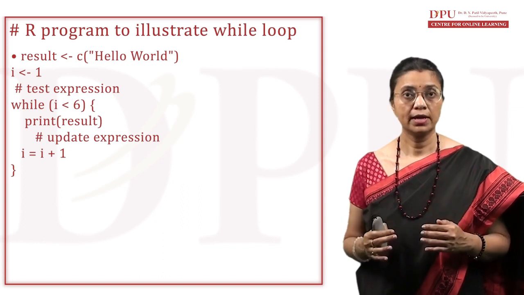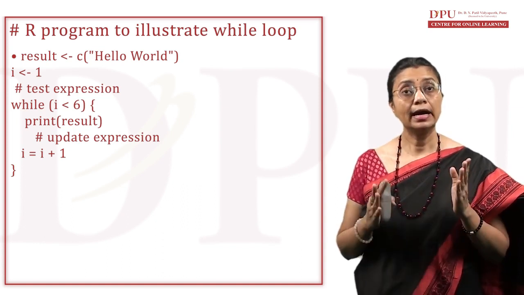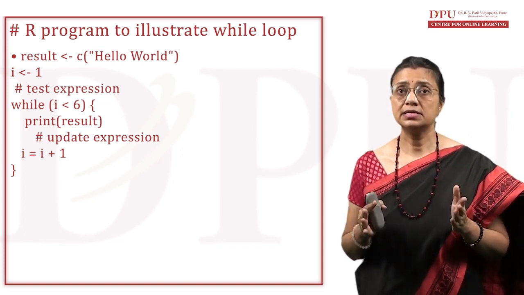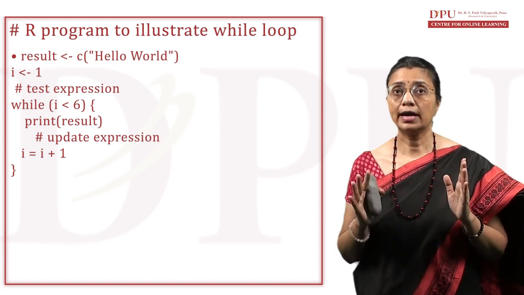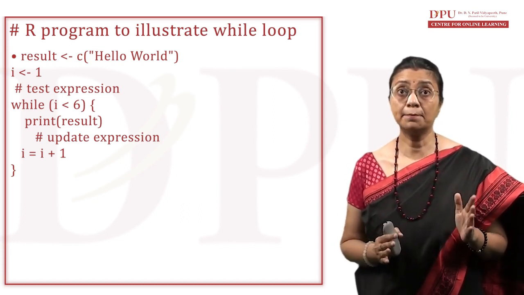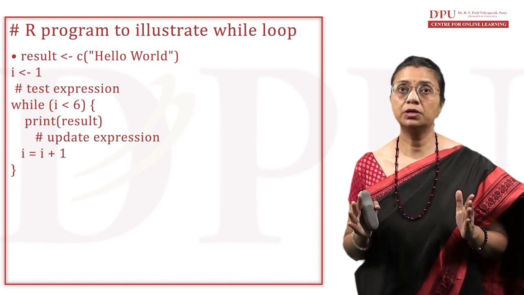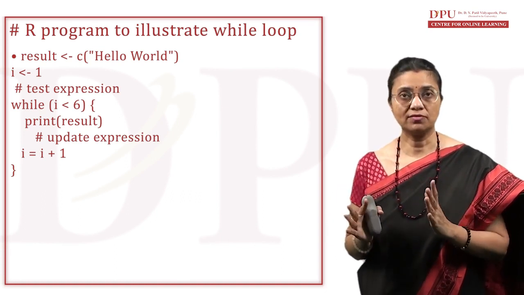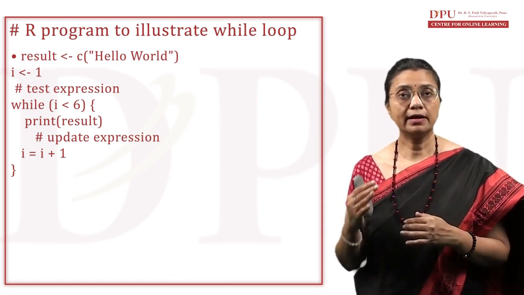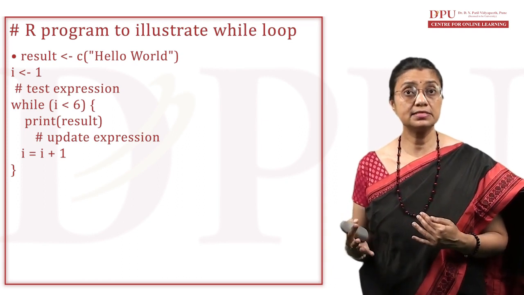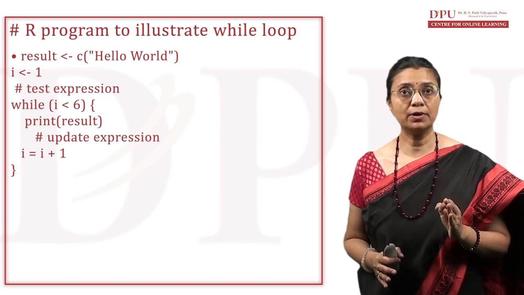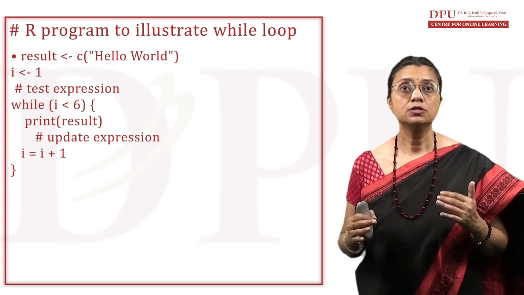Now I am starting my while test expression. My expression says while I is less than 6, which means I is less than 6, not equal to. I is only less than 6, which means I can reach up to 5. The condition would be true until I becomes 5. The moment the value of I becomes 6, the while loop will stop.